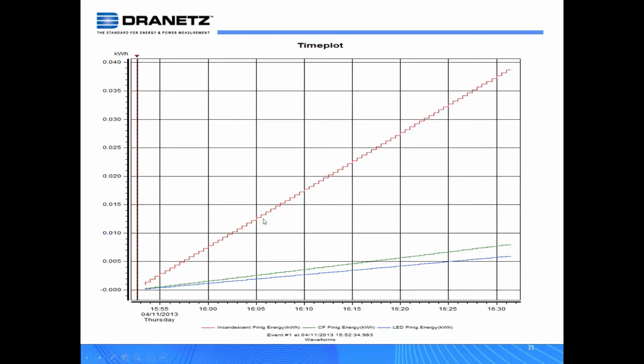Just ignore this stair step. That's just the plotting function of our Dranetz software. Well, you can see this is the rate of energy accumulation of the incandescent bulb, that 60-watt bulb. So you can see how fast it's going up, like at a 45-degree angle here. Now look comparatively at the 13, 14 watt CF bulb in green, and the 9.5 watt LED bulb. So really the bottom line is, would you rather be consuming energy at this rate or at these rates over here?